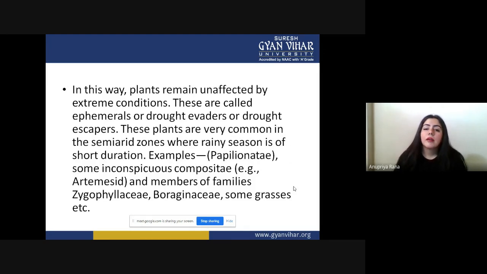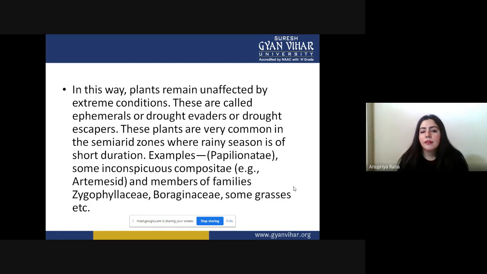Okay, so these plants are common in the semi-arid zone where the rainy season is of short duration. These plants are very common in situations where the monsoon or the rainy season comes for just 1 or 2 months. In that 1 or 2 month time, they grow and complete their life cycle, and again they become seed, in seed formation.